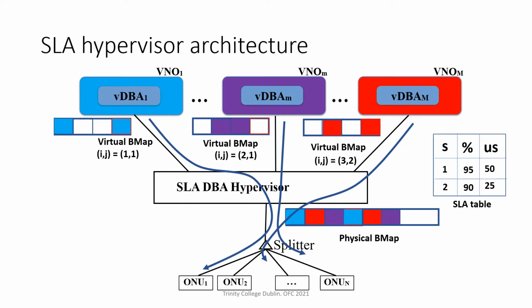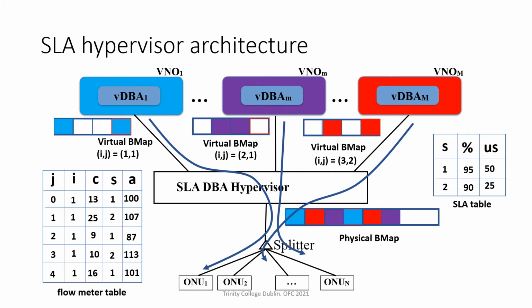Our system stores SLA parameters indicating the latency threshold in microseconds and the target percentage of grants before breaching the SLA. The hypervisor keeps a flow table recording the VNO ID J, the flow ID I, the number of grants allocated for which the threshold was exceeded C, the SLA identifier S, and the total allocations count P.